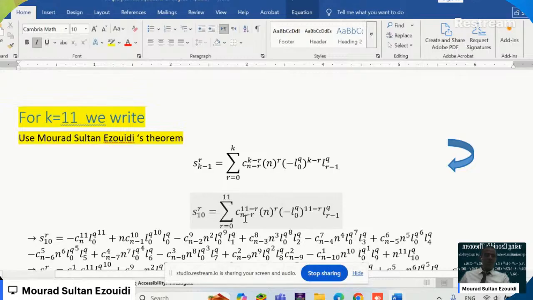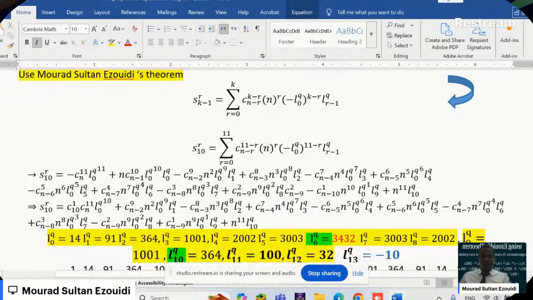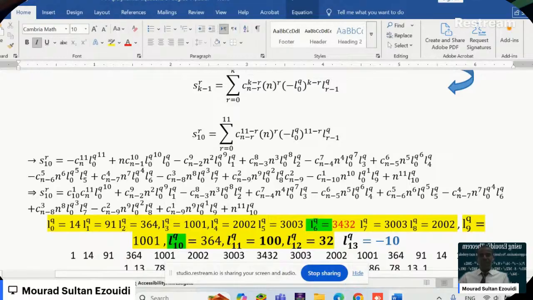2 is not possible because 2 is less than 11. Then times n raised to the power r, times negative L0 of 42 raised to the power k minus r, times L_{r−1} of 42. Here, professors, teachers, colleagues and my students, after writing it in its lowest terms, this will give you the 11th coefficient of this new 14th degree polynomial equation.